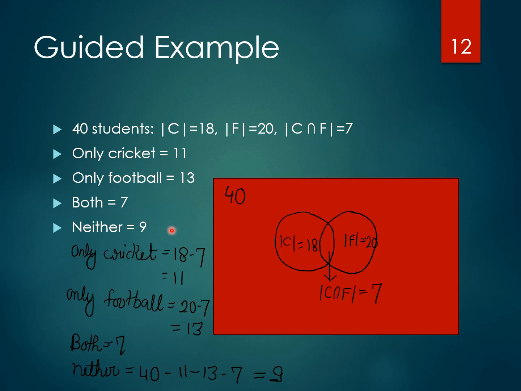Let's solve one real example. In a class of 40 students, 18 play cricket, 20 play football, and 7 play both. So only cricket students: 18 minus 7 is equal to 11. Only football students: 20 minus 7 is equal to 13. Both: 7. And neither: 40 minus 11 minus 13 minus 7 is equal to 9. This is a very standard type of problem, often solved using a Venn diagram.